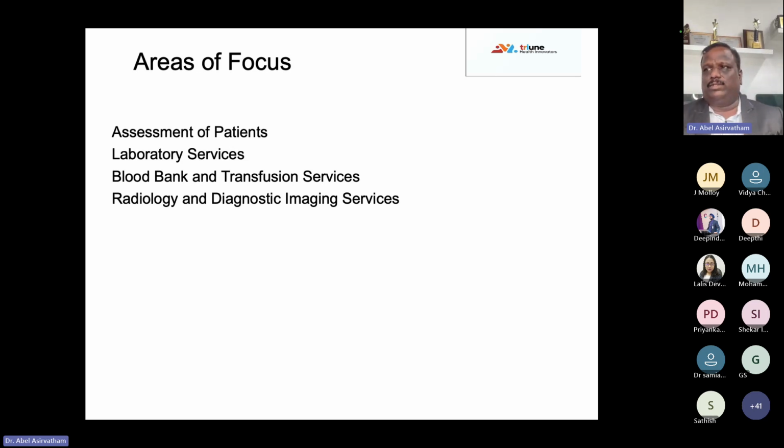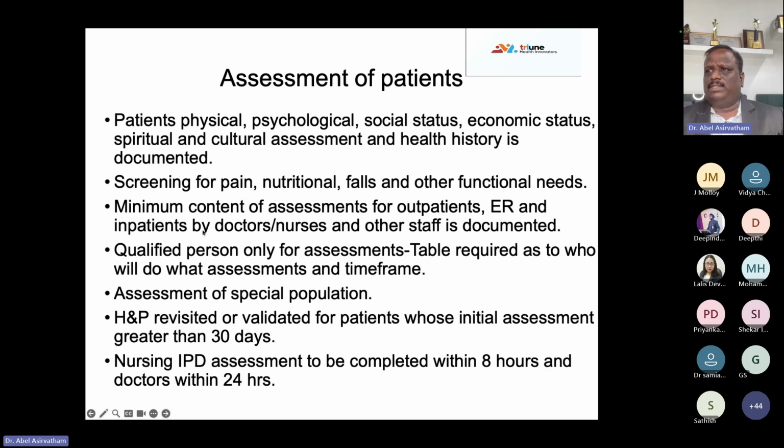So the areas of focus with regard to the AOP chapter, assessment of patient. It talks about the lab services, blood bank and transfusion services, radiology and diagnostic imaging services. When coming to assessment of patient, the patient's physical, psychological, social status, economic status, spiritual, cultural assessment and health history are documented. But you can divide who will do what. For example, history and physical is done by the doctors and some by the nurse. Economic history and spiritual and cultural assessment can be done by the nurses. Like that, the hospital can have its own policy on who will do what.